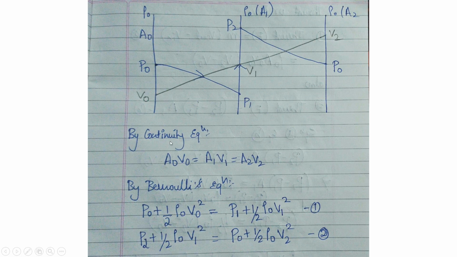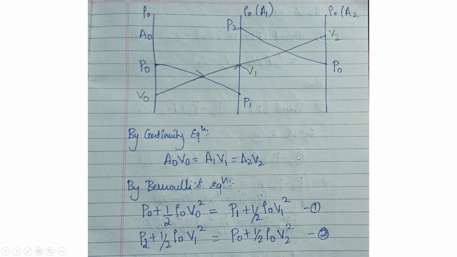By the continuity equation, which describes that the mass flow rate in a given section is constant, and since the working fluid is incompressible, the density is constant. So rho naught A naught V naught equals rho 1 A1 V1 equals rho 2 A2 V2. Since density is constant, we cancel it out, so A naught V naught equals A1 V1 equals A2 V2.